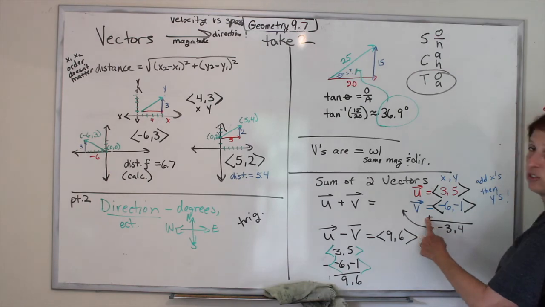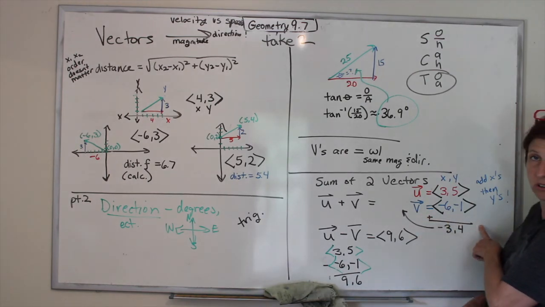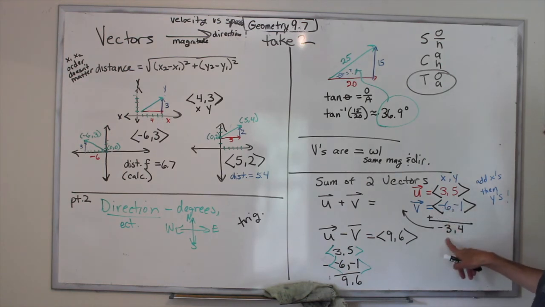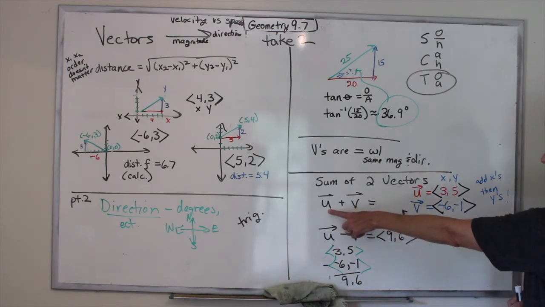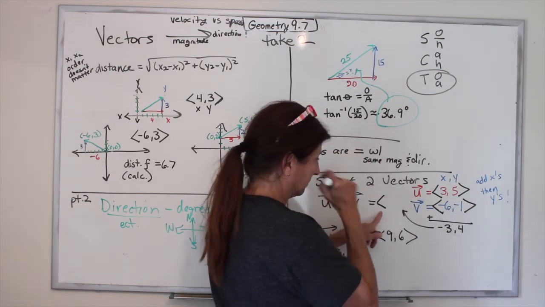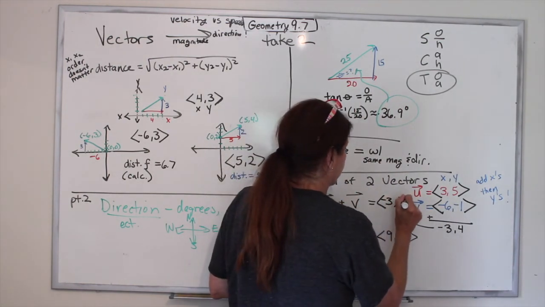So you can actually just draw a plus sign, draw your little equals mark, and 3 plus -6 is -3, and 5 plus -1 is 4. So vector u plus vector v is, and you write it in those little triangle brackets, -3, 4.